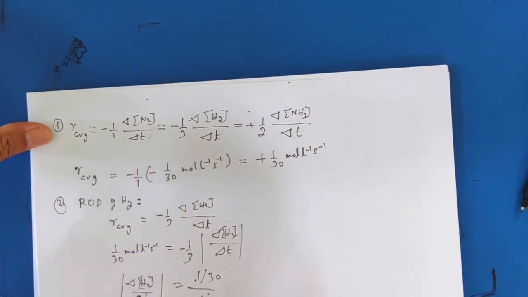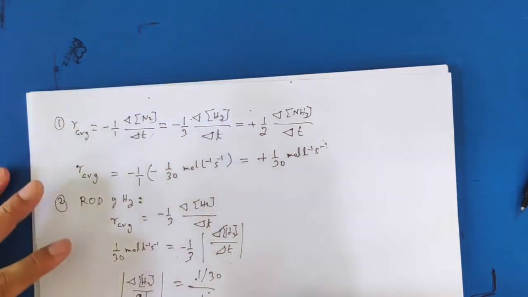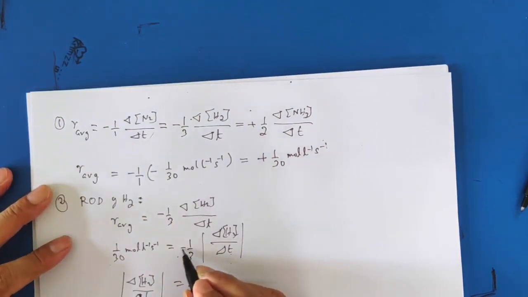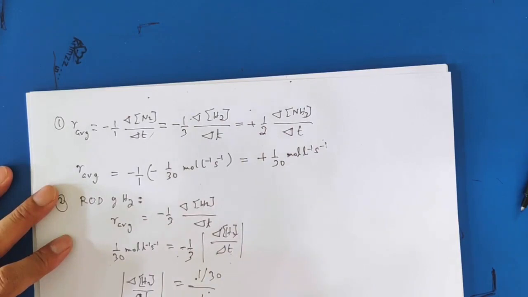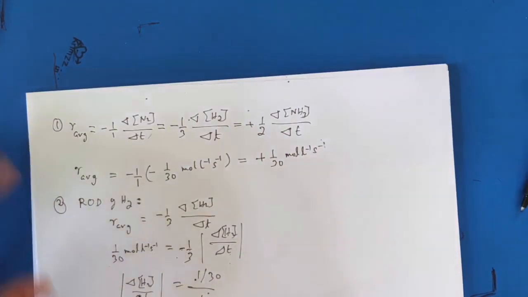Three, two, 1 by 30, right? The minus modulus sign, so that becomes plus. Actually here it is minus, so this minus is no more. Okay, so 3 by 30. This is 1 by 10. Okay, 1 by 10.